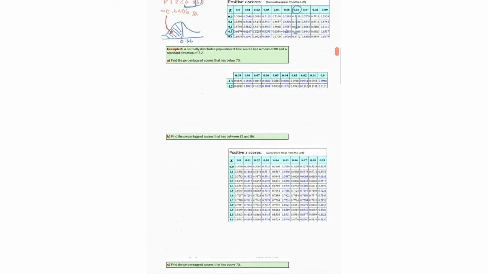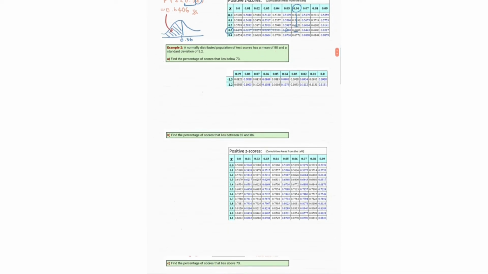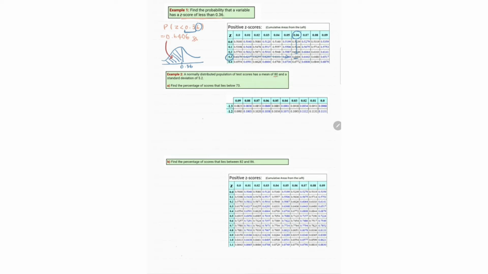So moving on to the second question: a normally distributed population of test scores has a mean of 80 and a standard deviation of 5.2. Find the percentage of scores that lie below 73. Here the question is a bit different from the first because there's no given z-score value, so we need to find it ourselves, but the mean and standard deviation are provided, and 73 is actually the x value.